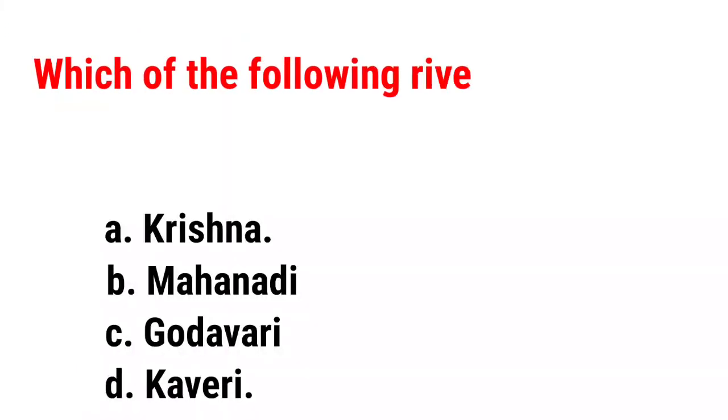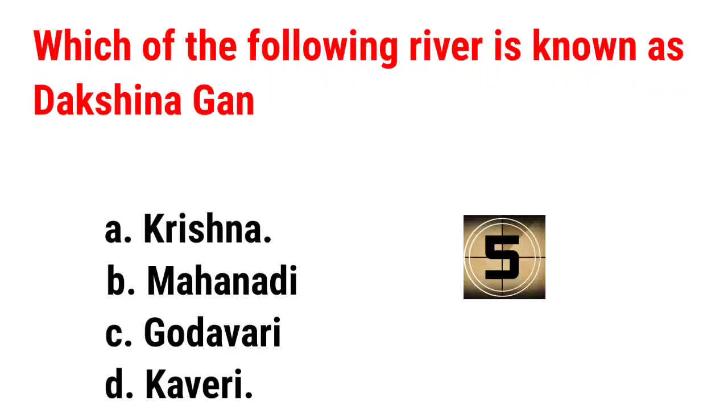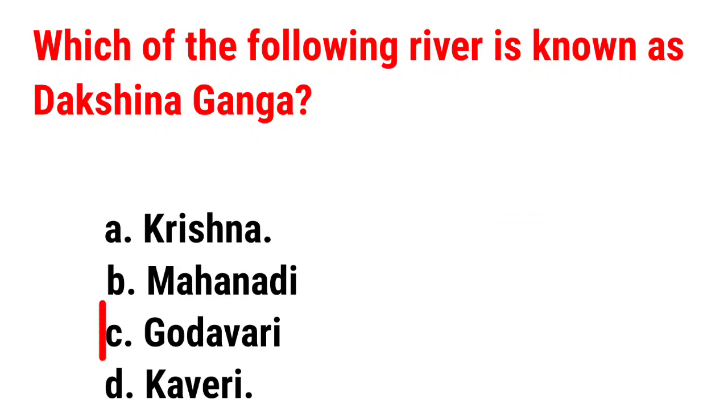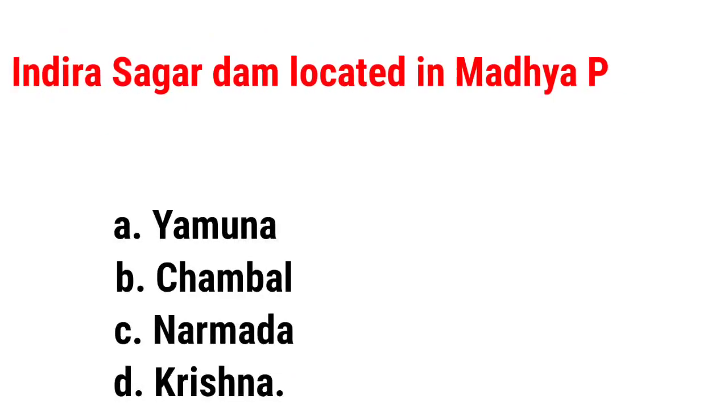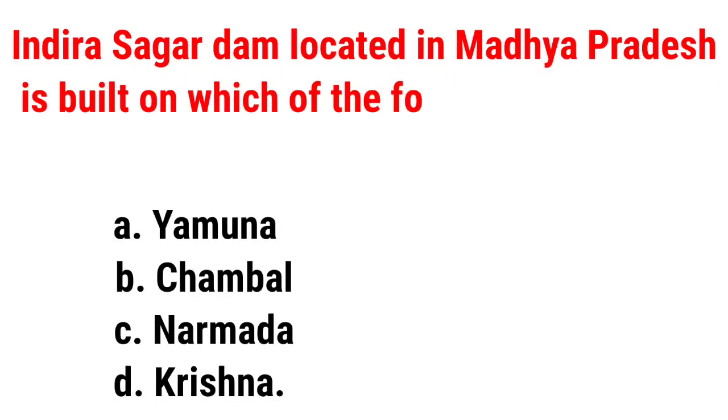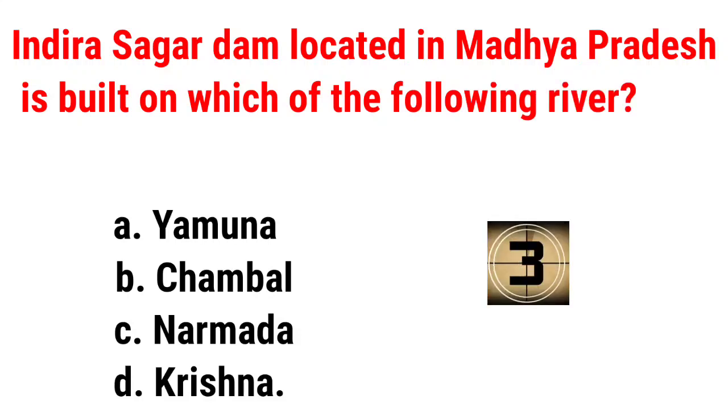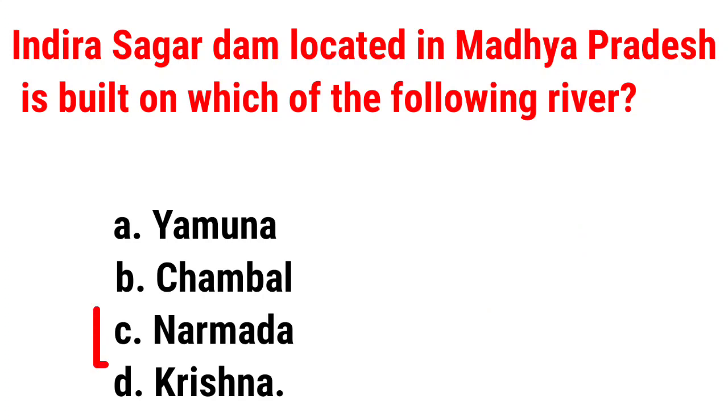Which of the following rivers is known as Dakshin Ganga? Correct answer is Godavari. Indira Sagar Dam located in Madhya Pradesh is built on which of the following rivers? Correct answer is Narmada.